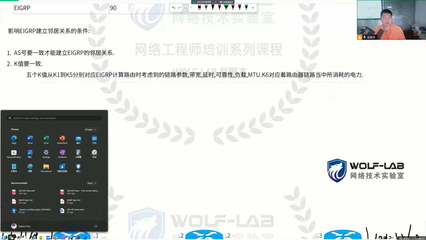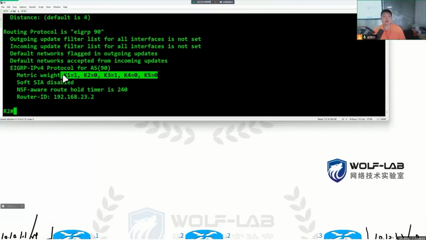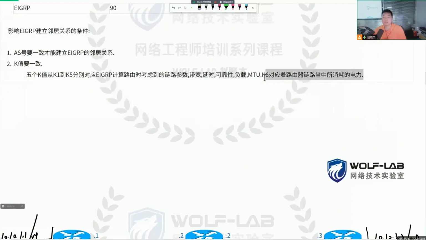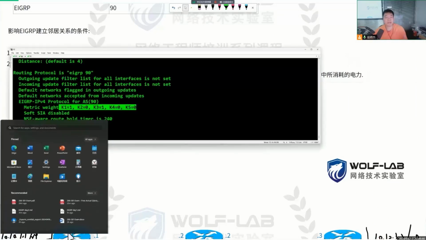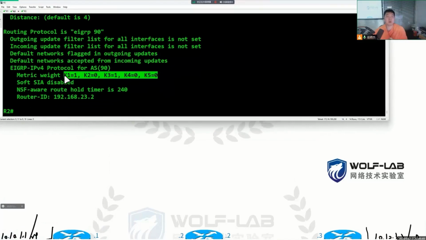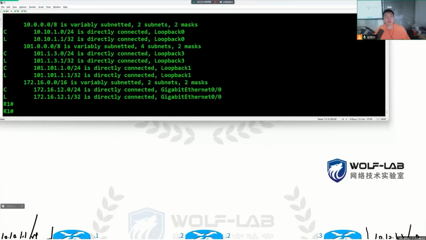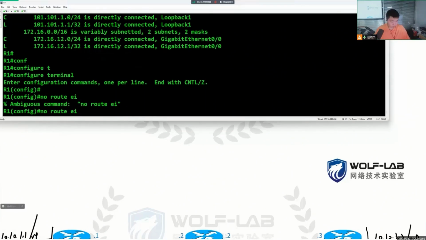However, we later found out that we actually only use K1 to K5. The scientists at the time thought, let's bring out K6 to correspond to the power consumed by our device interface, the energy and resources consumed, and found that this idea was a bit fanciful and not usable. So K6 does not participate in the EIGRP metric calculation.